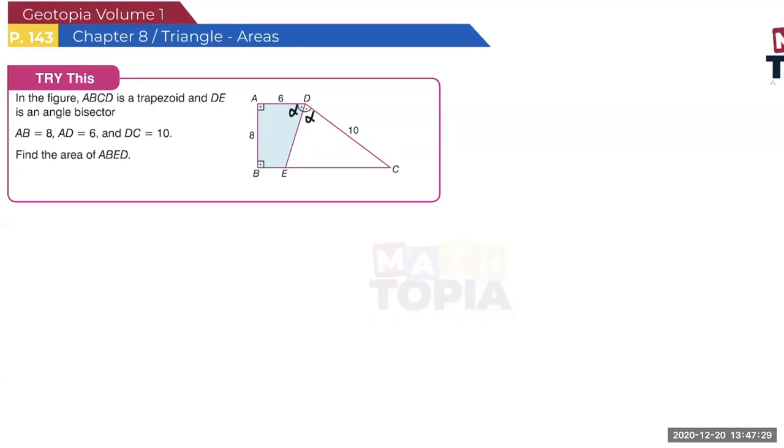If this is alpha, this becomes also alpha. Then we notice these two sides, which are DC and EC, actually they are equal. So keep in mind, two parallel sides and an angle bisector always create an isosceles triangle, as we see here, and we found the isosceles triangle. That's very nice.